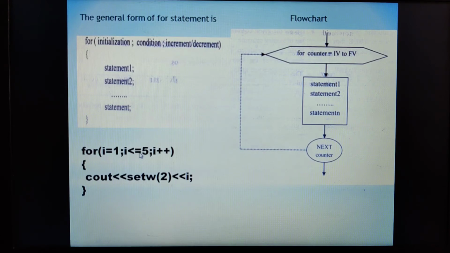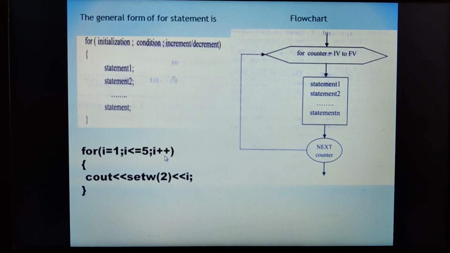Now looking at this, I can say that when my counter variable becomes 6, this particular condition will exit. So I am able to determine when the loop exits. So this condition determines when the loop exits. Now moving on to the third part, that is what?